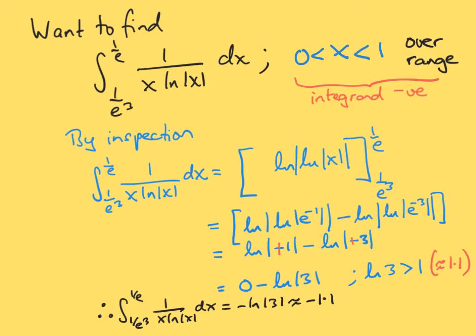And if you put it into a calculator, you'll see it's a number that's roughly 1.1. So we have 0 from here minus a number which I'm going to leave as log of 3, but it's about 1.1. So our answer for this definite integral is equal to minus the logarithm of 3, and that's roughly minus 1.1.